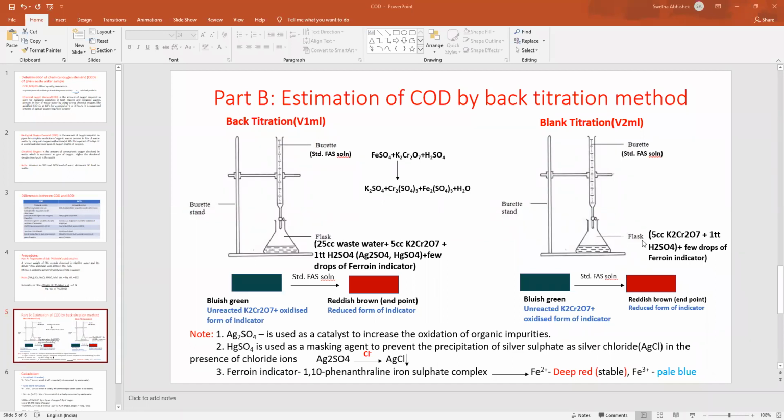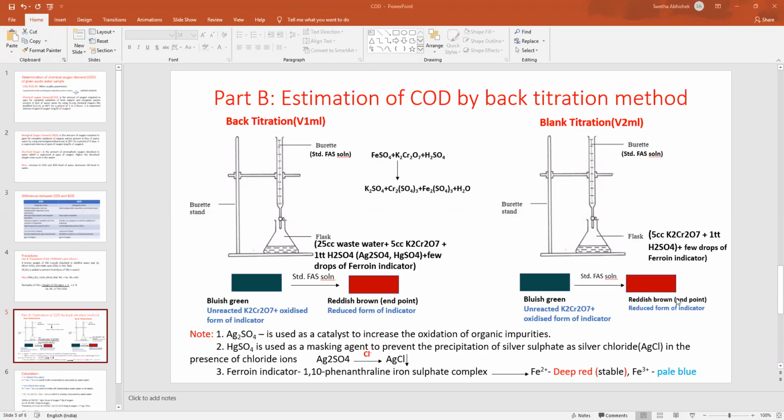Then what should be taken in blank titration? Just take 5 cc of K2Cr2O7 accurately. Remember, both in blank and back titration, you should take 5 cc of K2Cr2O7 accurately. So blank titration is performed in the absence of wastewater: 5 cc of K2Cr2O7 followed by the addition of 1 test tube of sulfuric acid, and a few drops of ferroin indicator. So what will be the end point of the titration? It is the same once again, bluish green to reddish brown. Bluish green is due to the presence of unreacted K2Cr2O7 and the oxidized form of indicator, and at the end point it is reddish brown due to the reduced form of indicator. This is how to perform your titration.